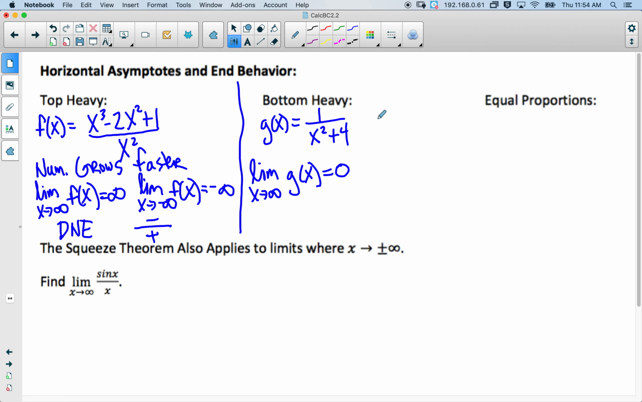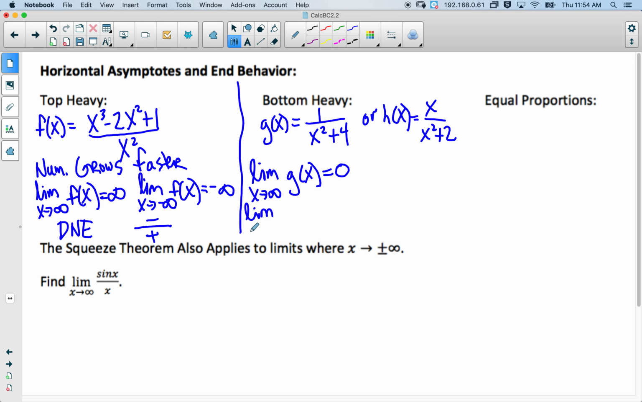Okay, this would also be true if you had, let's just do another one off to the side, x over x squared plus 2. This one is also bottom heavy. That denominator is growing so much faster than the numerator. The denominator will outpace the numerator, and therefore this will eventually go to 0 because it is growing so much faster. Okay, let's try the limit.